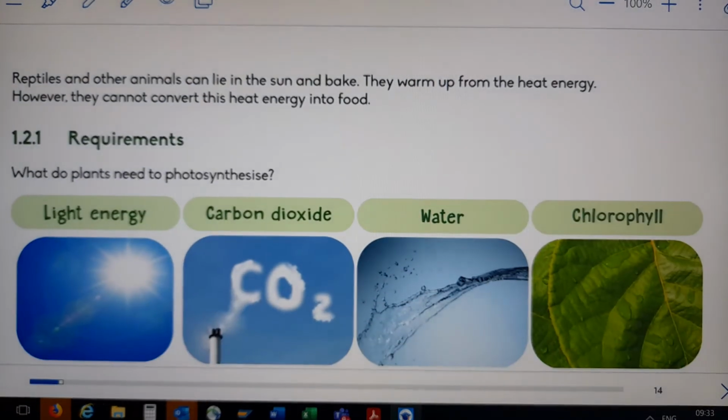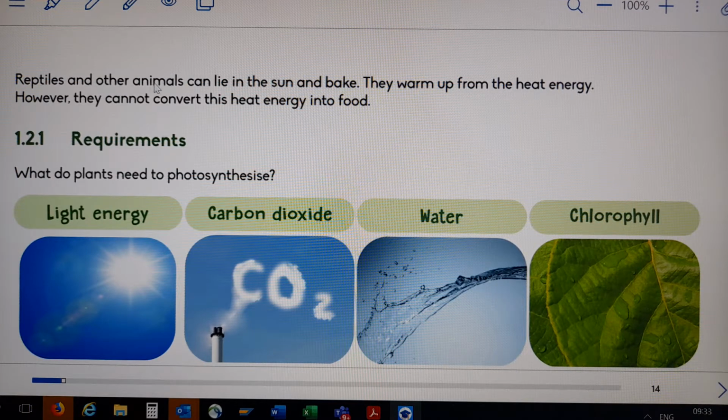Okay. Now they say that reptiles and other animals can lie in the sun and bake. They warm up from heat energy. However, they cannot convert this heat energy into food. Remember, there are two types of energy that come from the sun. It is the heat energy and the light energy. So the light energy is used by the plants, right? Together with carbon dioxide and water in chemical reactions to produce food and oxygen.